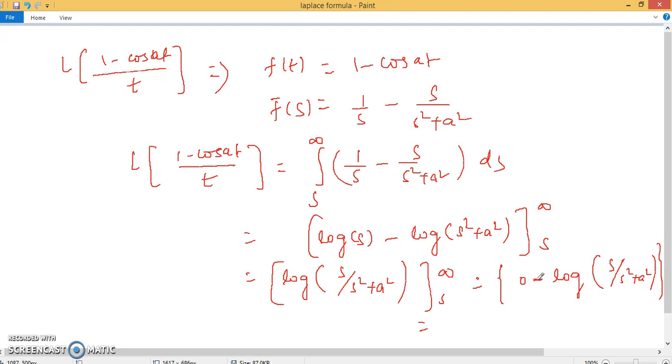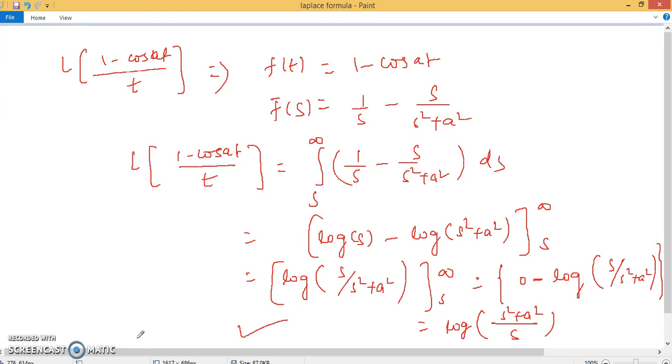Now you can reverse it, since a minus is there, which means log of 1 minus log of b. So you can reverse it here. We can rewrite the final answer as log of s square plus a square by s. Okay, so this is property number 3.